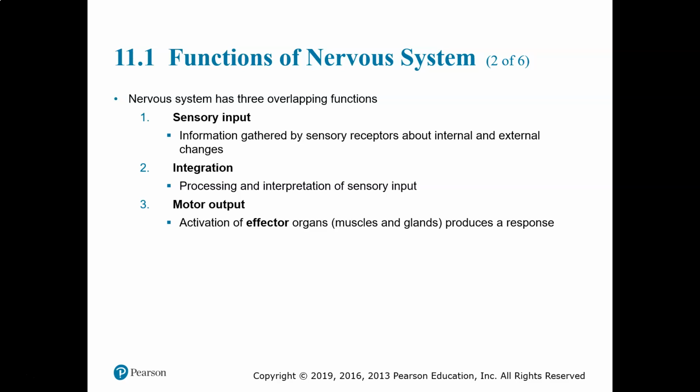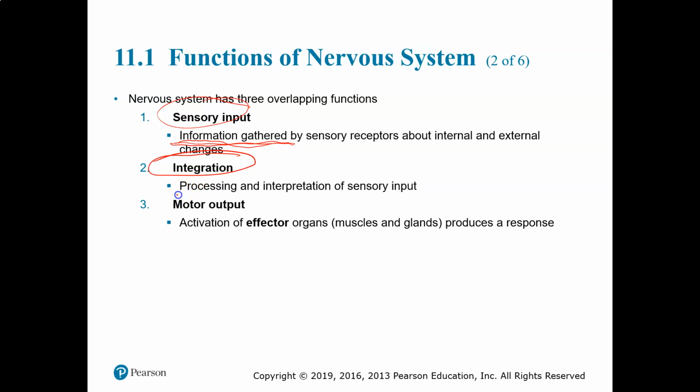Okay, functions, and these functions all work together. Information is gathered by sensory receptors. This information is all kinds of sensory information: information on touch, pain, heat, cold, what something smells like or tastes like, what sounds you hear, and also internal conditions like your blood pressure, your breathing rate, and the amount of glucose in your blood. That kind of information is sent to the integration center, which is going to be in the brain or the spinal cord, and sometimes both.